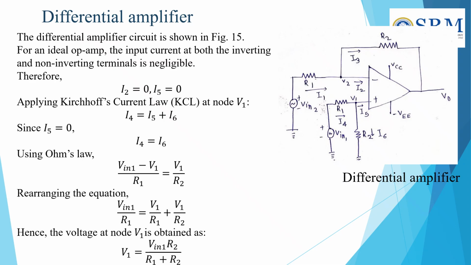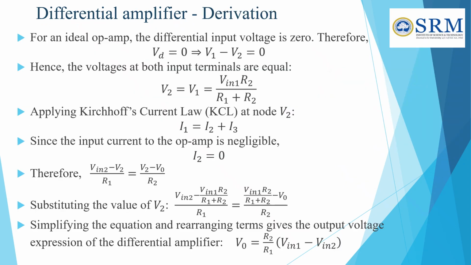Then by using Ohm's law, Vn1 minus V1 by R1 is equal to V1 by R2. Rearranging the equation, we get Vn1 by R1 equal to V1 by R1 plus V1 by R2. Hence the voltage at node V1 is obtained as V1 equal to Vn1 R2 by R1 plus R2.